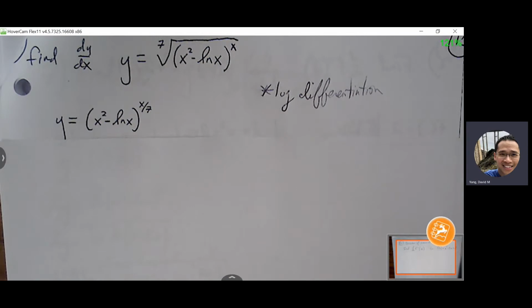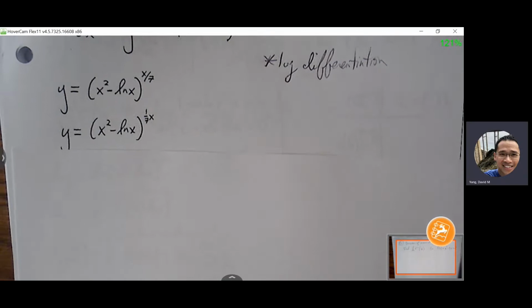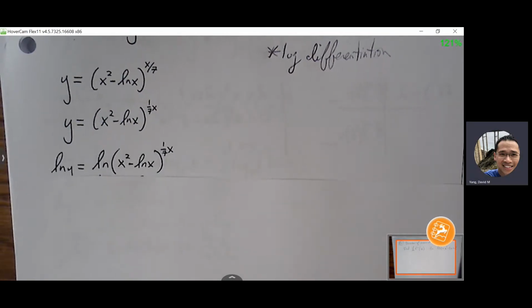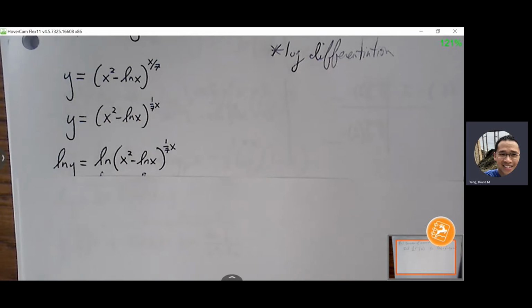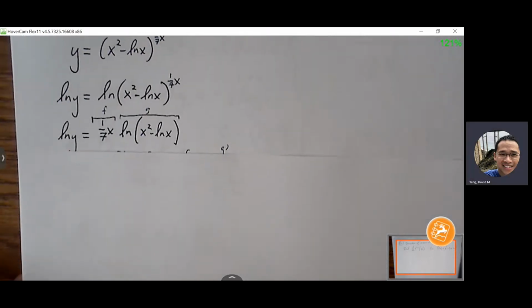Okay, so we take the natural log of both sides. First, I rewrote it as 1/7 x. Once the natural log is in play, what can we be free to do here? The exponent can rock down to the front. Once it comes down, then we can consider our derivative rules.